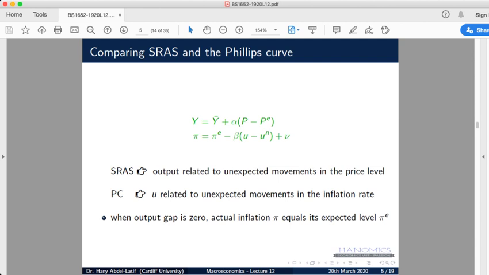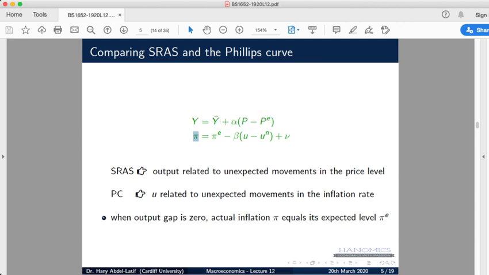The short run aggregate supply tells us the output is related to unexpected movement in the price level. You see that's the actual output level, and that depends on that gap, which is how different the actual price level P is from the expected price level PE. Okay, when you compare this to what the Phillips curve is telling us, it tells us the unemployment is related to unexpected movement in the inflation rate. So we've got this unemployment gap, and this is the inflation rate.